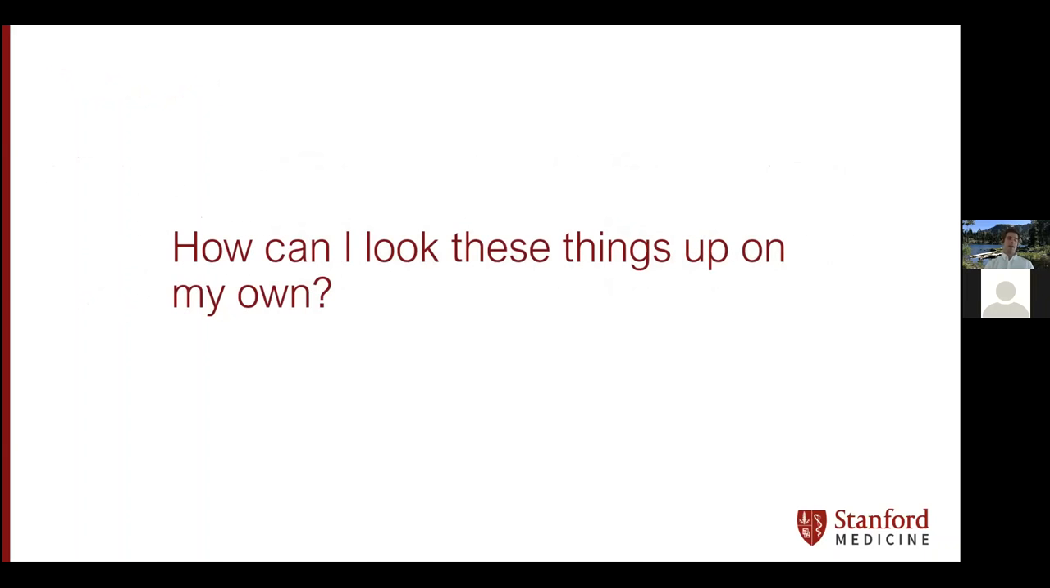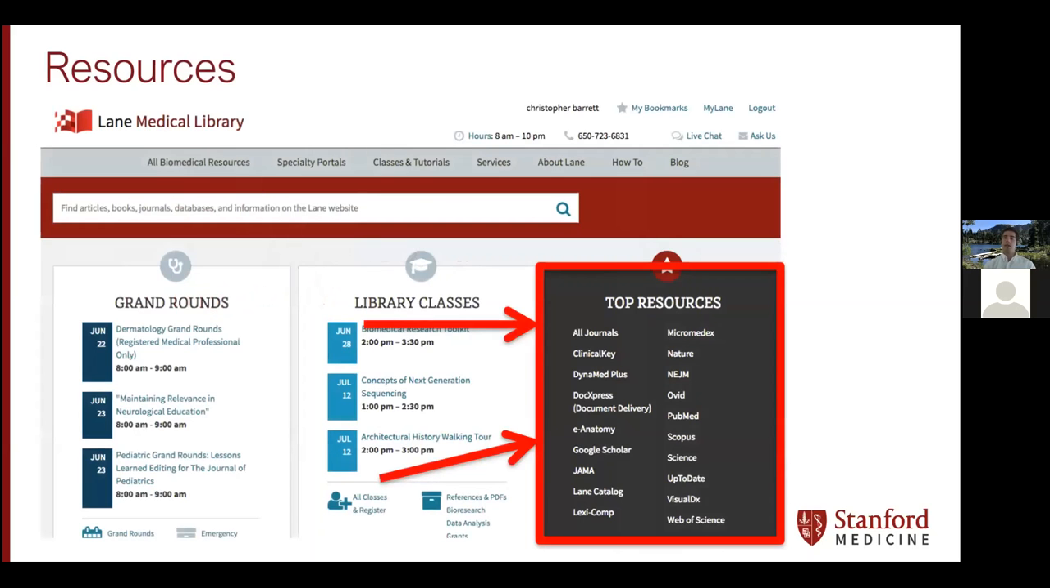Now, like I said, by no means did I provide you guys with a comprehensive list of acronyms and prefixes slash suffixes. So it's really important to know how to look these things up on your own. And the best resource by far at Stanford, it's just truly wonderful, is Lane Library. And so top resources is a great place to start.